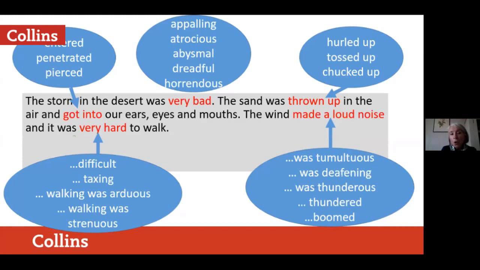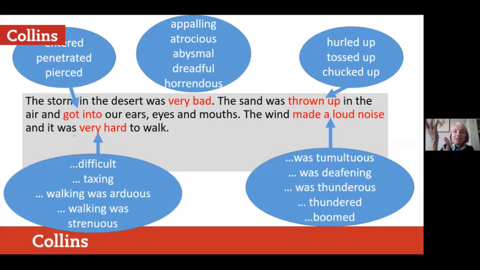Taxing, or you could say strenuous, or walking was arduous. And then made a loud noise, we've got tumultuous, deafening, thunderous, thundered, boomed, which I think lots of teachers said. So we need to give students exercises and activities like this and get them to think about what the options really are.